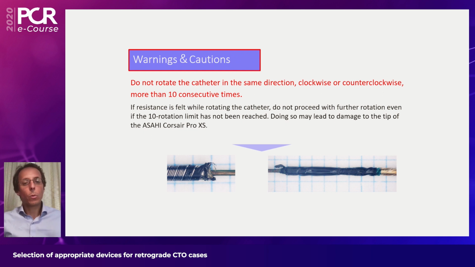But please, what we have to remember, especially in the retrograde approach, when we have a lot of calcium and the tip is fixed in calcium and we see that the tip is not advancing, we should really take care not to over-rotate the devices. So once you see you have friction, try to also release a little bit the push on the device. Go a little bit back on the device and see if the wire is still free, because if not, you can over-rotate and damage the tip. Therefore, only 10 consecutive rotations in the same direction are recommended.